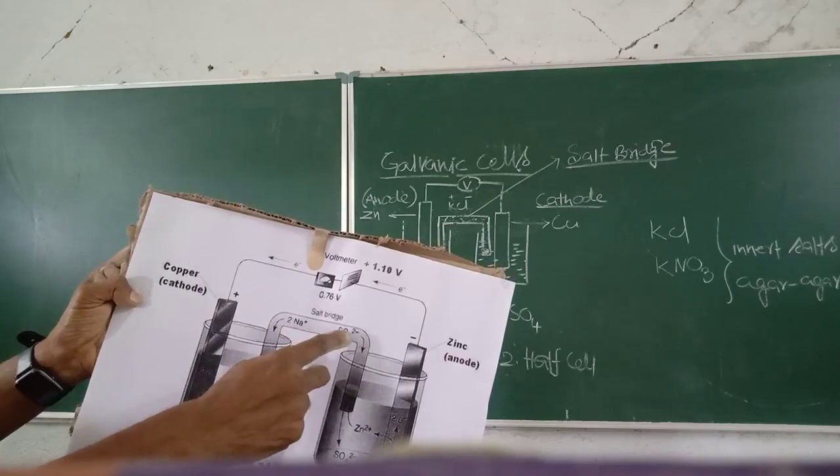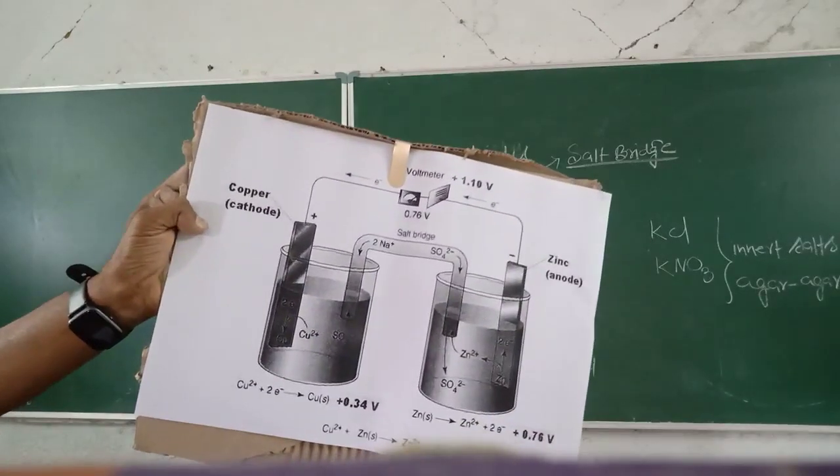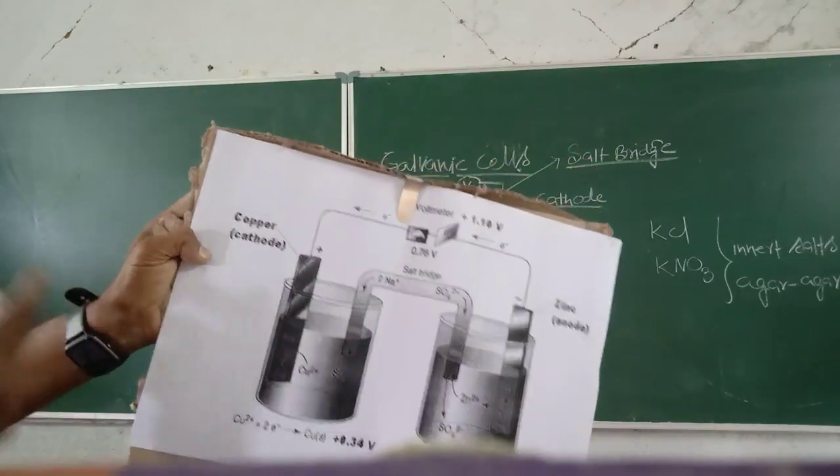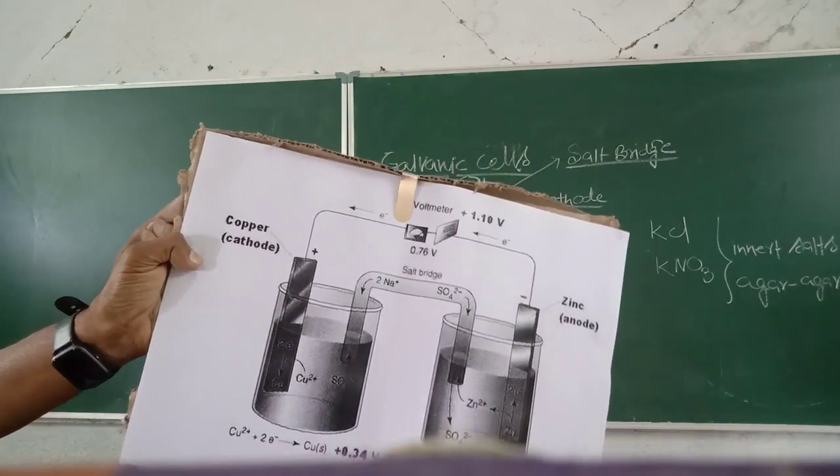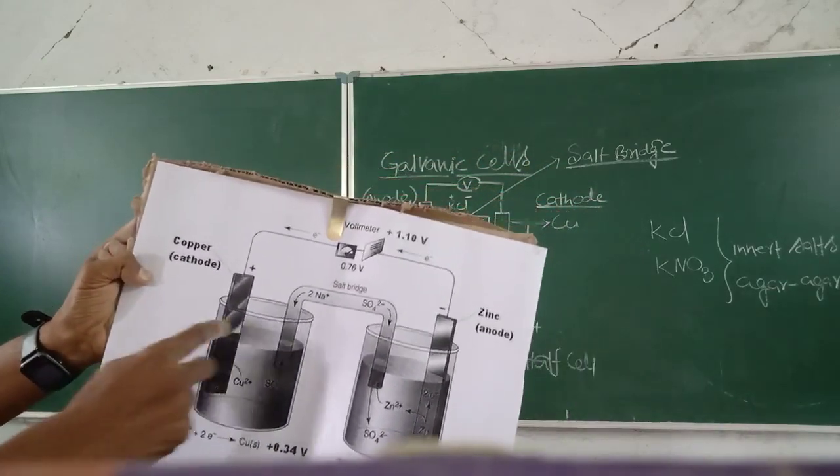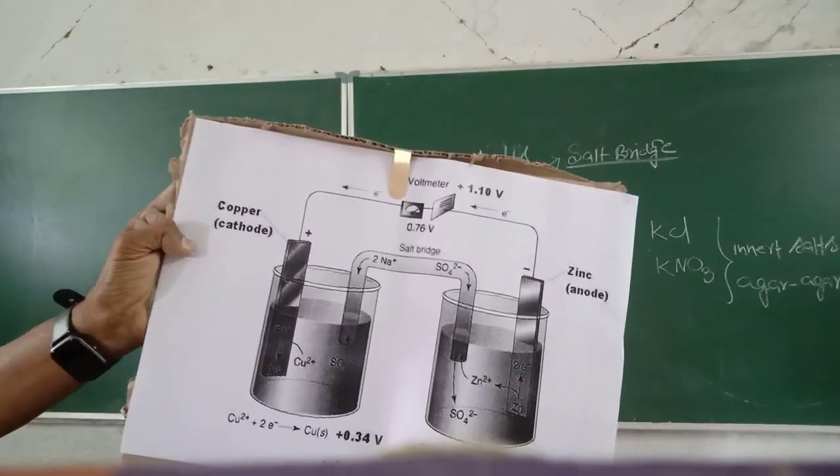Here we have taken sodium sulfate salt. Anything can be taken: sodium sulfate, potassium chloride, potassium nitrate. So this is the arrangement of the electrodes.